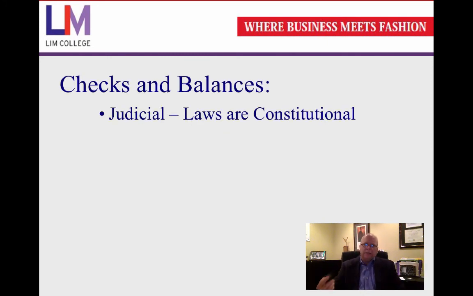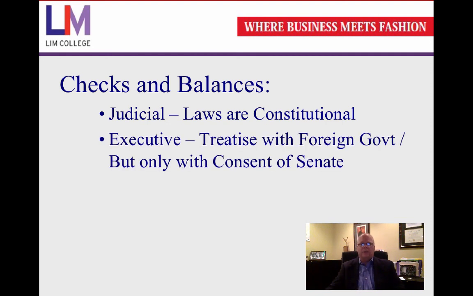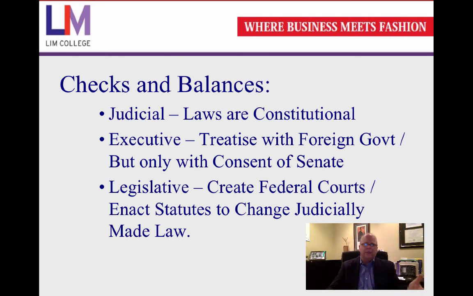Like I said, the judicial branch makes sure that the laws that the executive branch passes are constitutional. If they're not, they're gone. The executive branch has the power to enforce laws and also to establish treaties with foreign governments. But their role is really to enforce any laws that are on the books. And the legislative branch, besides creating the federal courts, has the job to enact laws and statutes that can change judicially made law, as long as they are constitutional.